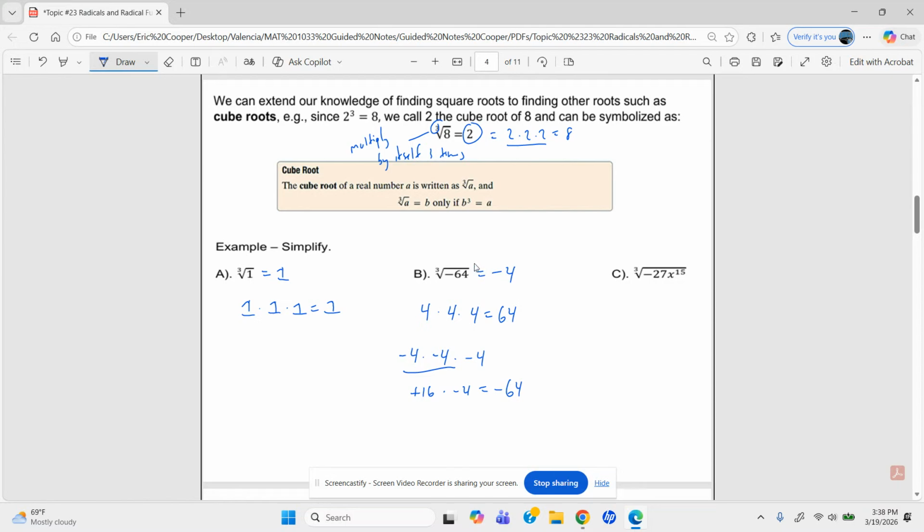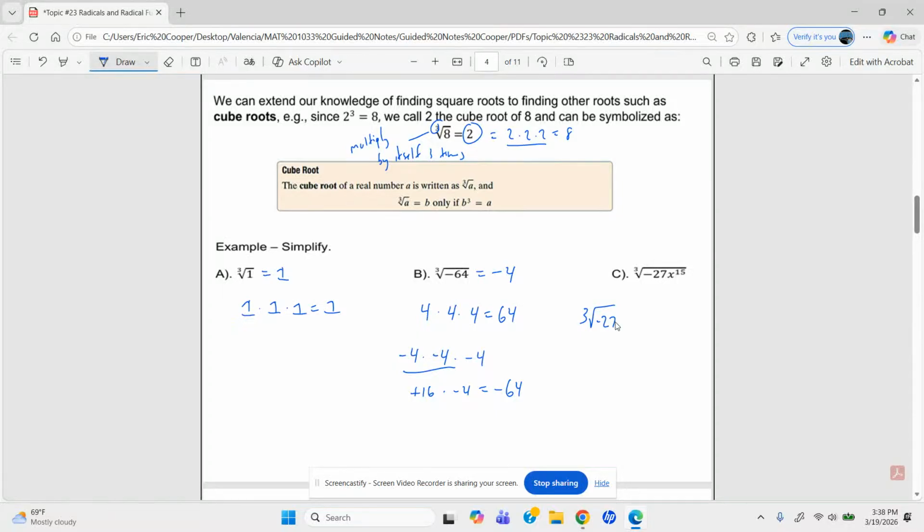So unlike square roots, we can actually take the cube root of negative numbers, because when I multiply a negative number by itself 3 times, it will come back to be negative. So cube roots can be both positive and negative numbers. Here, when I have it with variables, we're going to look at it two ways.